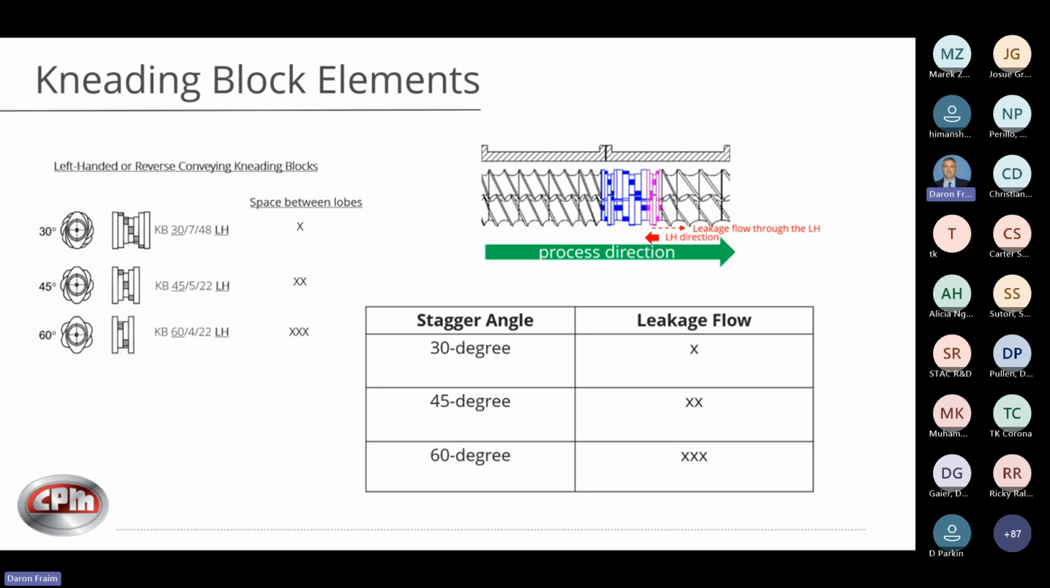So with the reverse kneading, the goal is to force the material back upstream. But again, there's space between that lobe. Material's going to leak past it and go in the direction of the process flow.